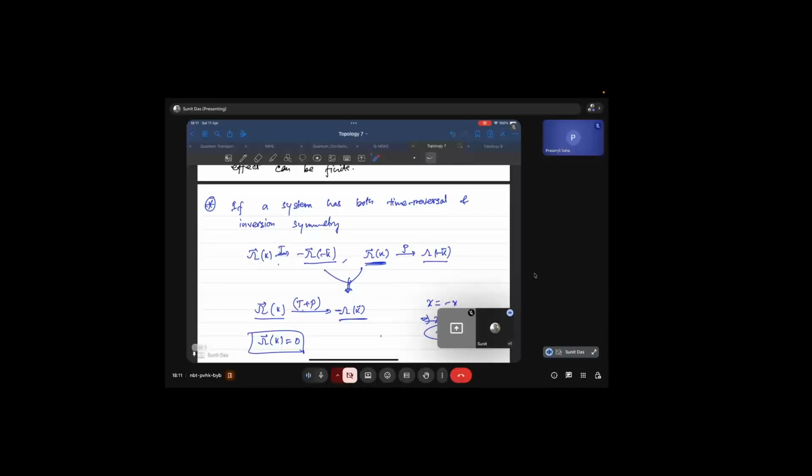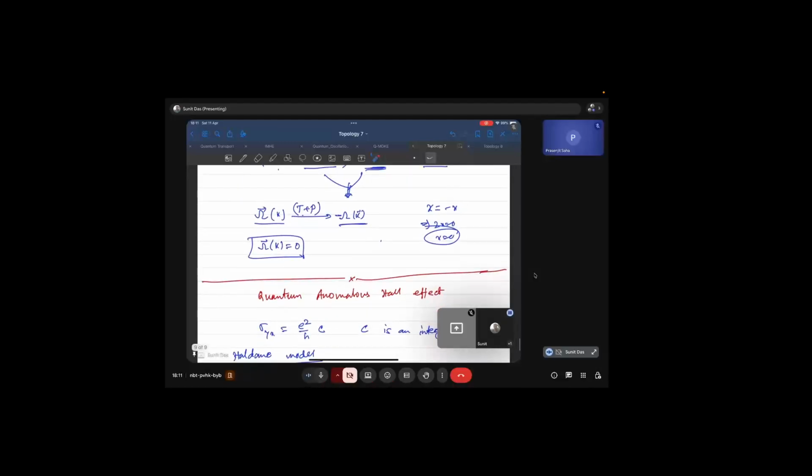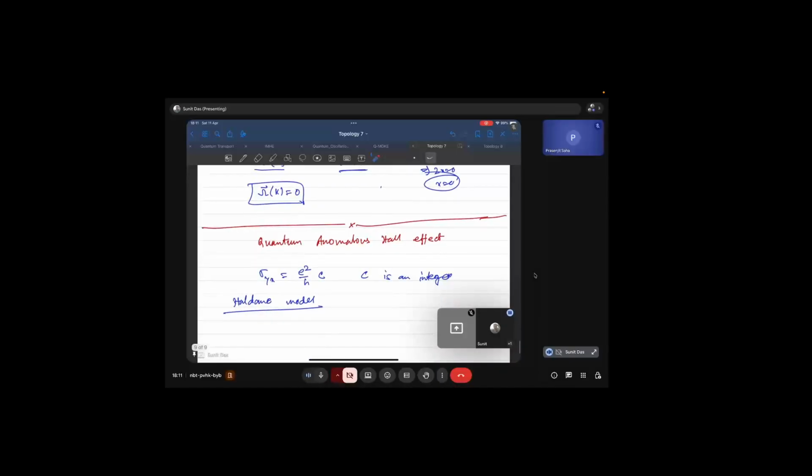So what we understood is that there can be anomalous Hall effect in absence of magnetic field in ferromagnetic materials. And we have not commented anything about whether this Hall effect will be quantized or non-quantized. You just have some value of anomalous Hall effect, and that's it. It turns out that there is a quantized version of the anomalous Hall effect as well.